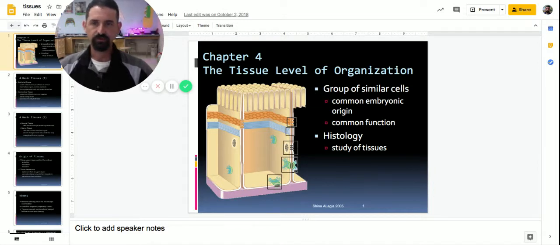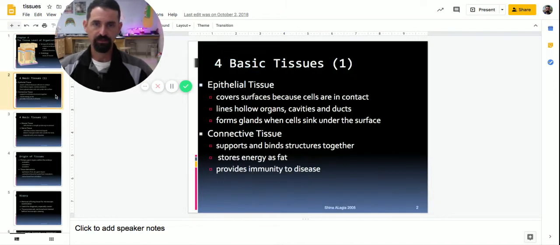This is what you do if you were sending off a tissue sample from a biopsy to have it looked at. Is it cancerous? Is it normal? Is there a malformation? That's what you're going to be doing, is sending that to a histologist that studies those particular tissue types. So there are 4 basic tissue types in a human: epithelial, connective, neural, and muscle tissue.